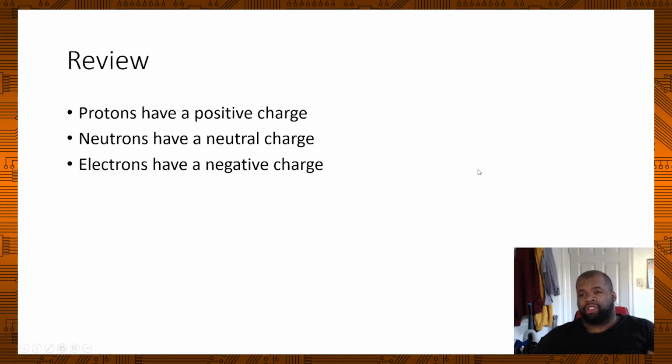So, previously, I've mentioned that the three different subatomic particles that make up our atoms have different charges. Protons have a positive charge, neutrons have a neutral charge, electrons have a negative charge. Protons, P positive, neutrons neutral, and the electrons, they are the negative charge. So, based on how many of these things that atoms have, it actually affects what the actual charge of that atom is.